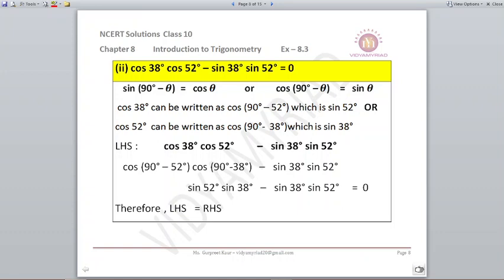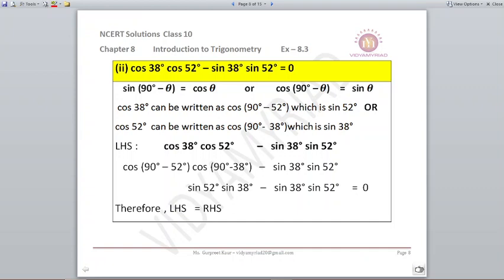cos 38 cos 52 minus sin 38 sin 52 is equal to 0. We have to prove this. Now either we can convert cos into sin, or we can convert sin into cos, then only it can be equal to 0. So in my case I am converting cos into sin. So cos is given 38 and cos is given 52.